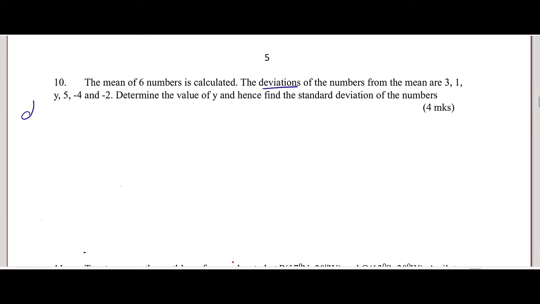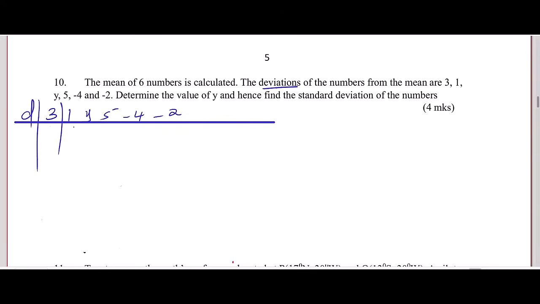So let me write them here. The deviations from the mean are 3, 1, y, 5, negative 4, negative 2. So those are the deviations from the mean, and they are given there.